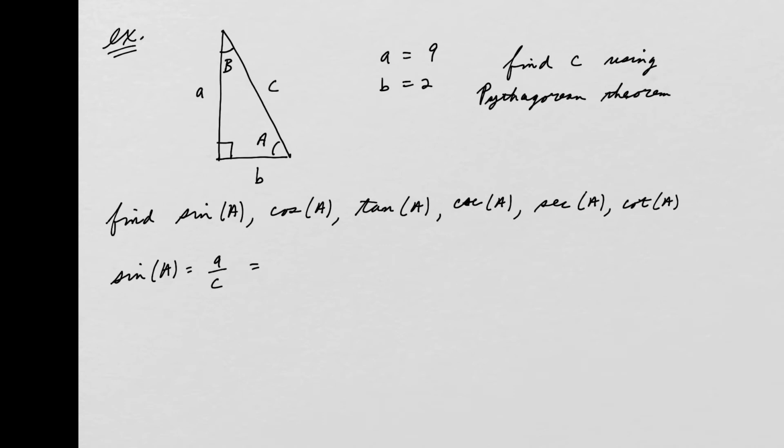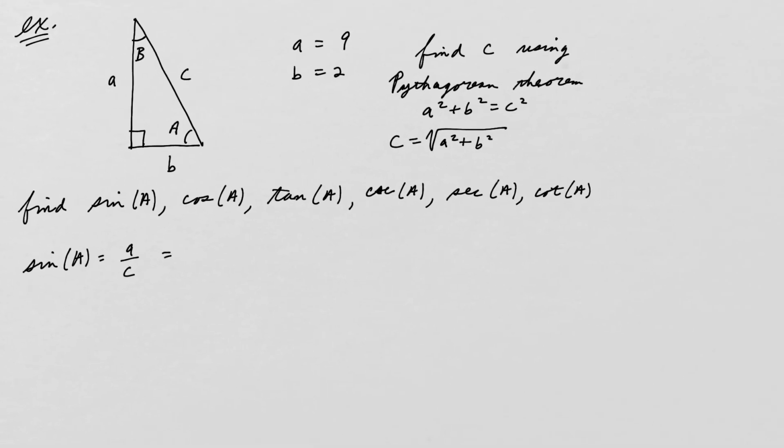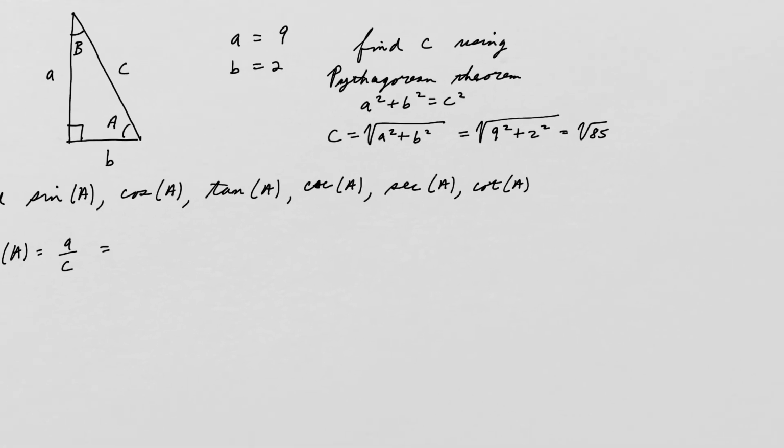So we know in general that a squared plus b squared is equal to c squared. So c has got to be the square root of a squared plus b squared, and we're going to take the positive square root, right? In this case, this is equal to the square root of 9 squared plus 2 squared. So what's that? Square root of 85. And then let's approximate it. If we plug that into a calculator, it's approximately 9.22.